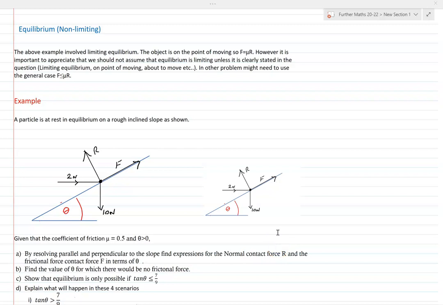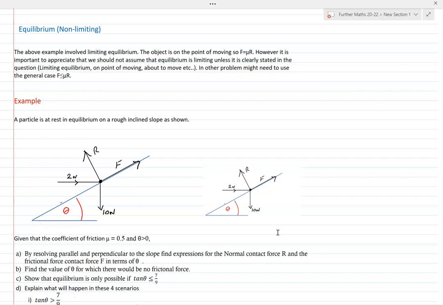Hello, in this video I'm going to go over a problem I did in class last week where we were looking at different cases of equilibrium on an inclined slope, and not all of them were limiting equilibrium, because a common misconception, I think perhaps because so many A-level questions involve using the formula F equals mu R, because it is appropriate a lot of the time, is that students tend to just latch onto that when it's not appropriate.